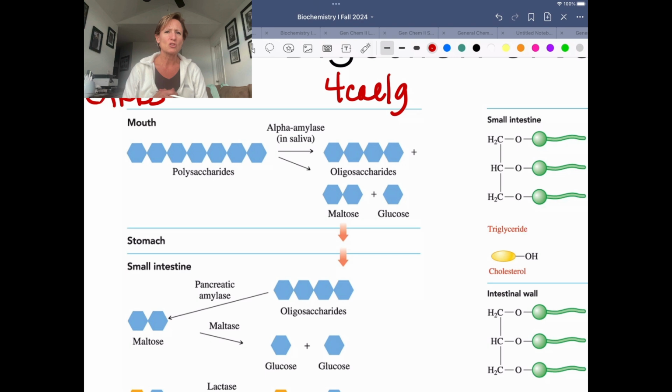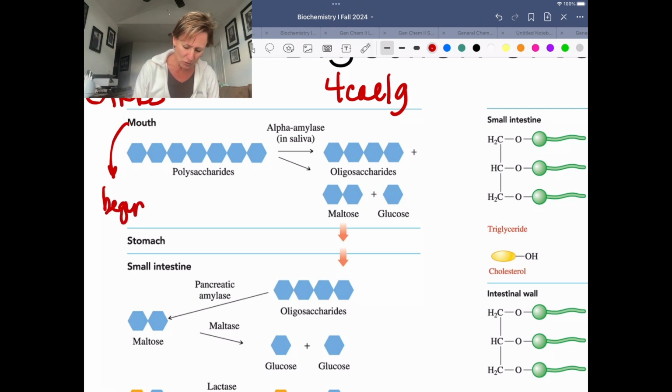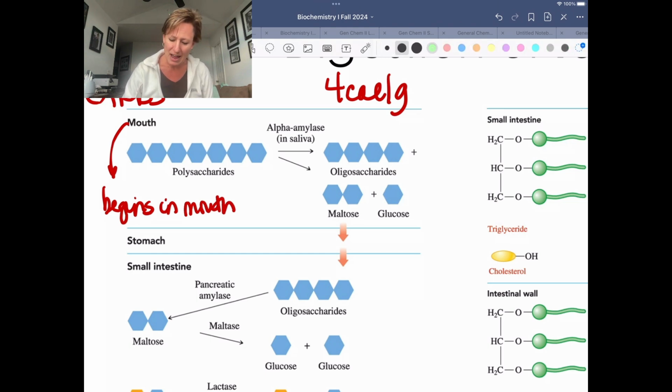Here are some things I want to make sure you understand about carbohydrate digestion. It begins in your mouth. We have salivary amylase. Anything I highlight in green is a name of something we've either seen already or that I want you to know. We start breaking the glycosidic bonds in starches, and importantly, we are generating glucose.